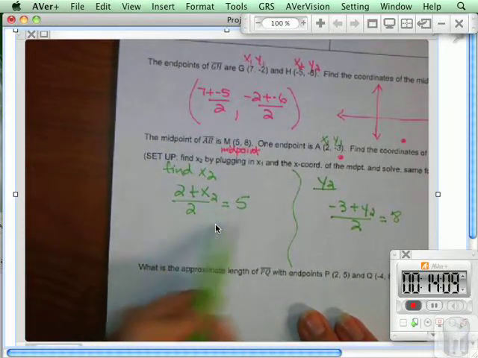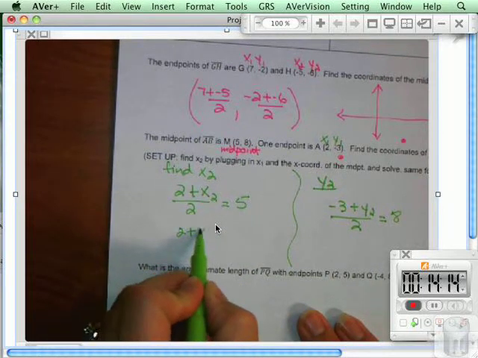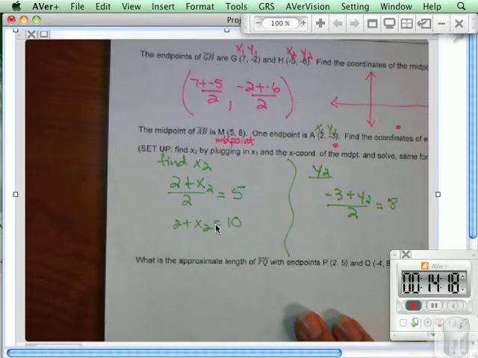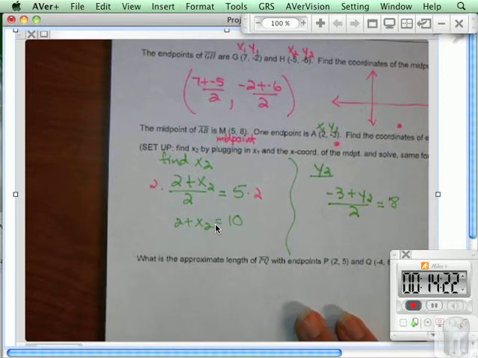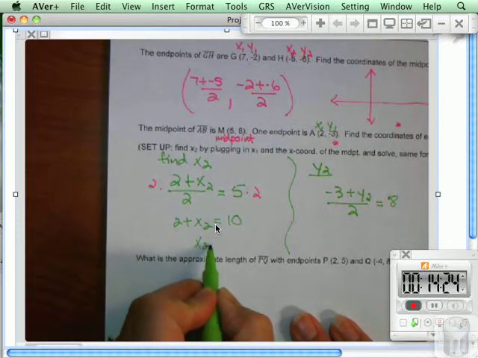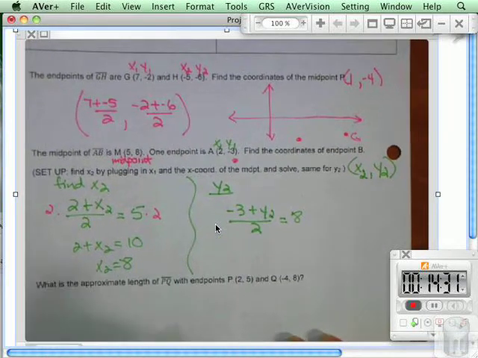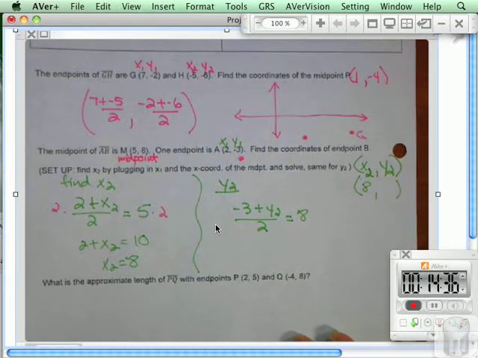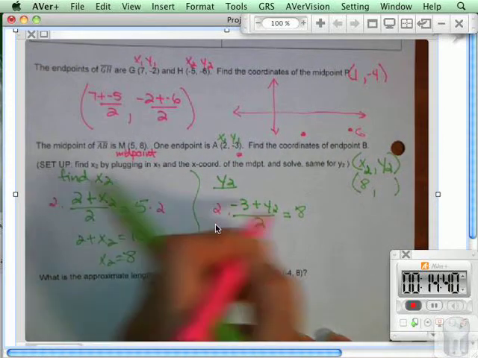Now, solving this, just multiply both sides by 2, equals 10. Multiply both sides by 2. And then x2 equals 8. So I'm going to write that right over here in my ordered pair. 8. Multiply both sides by 2.